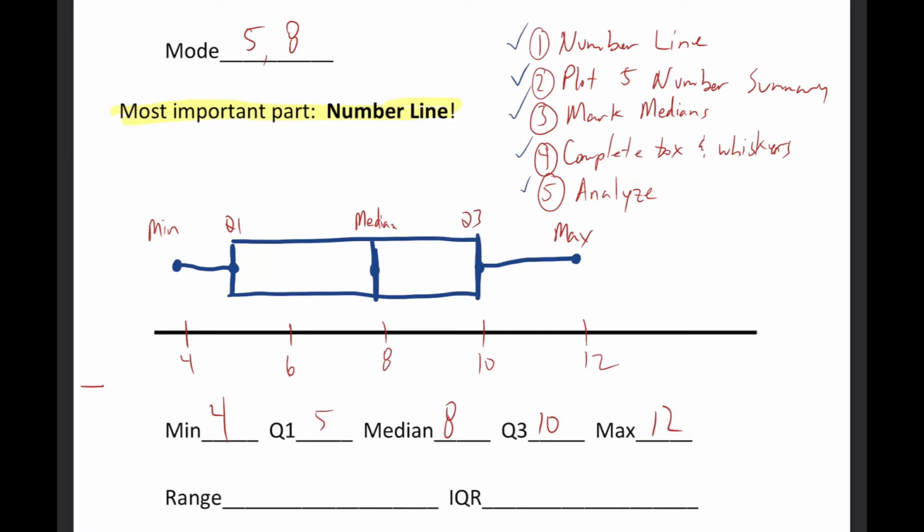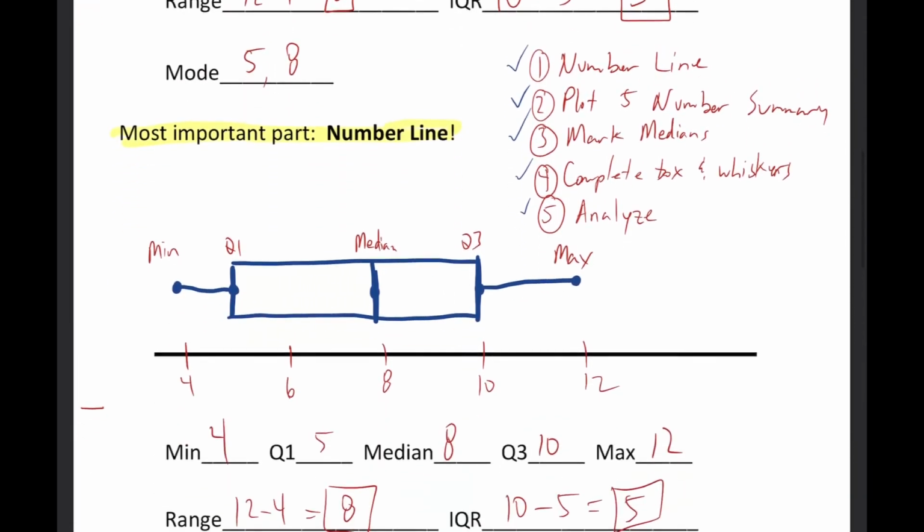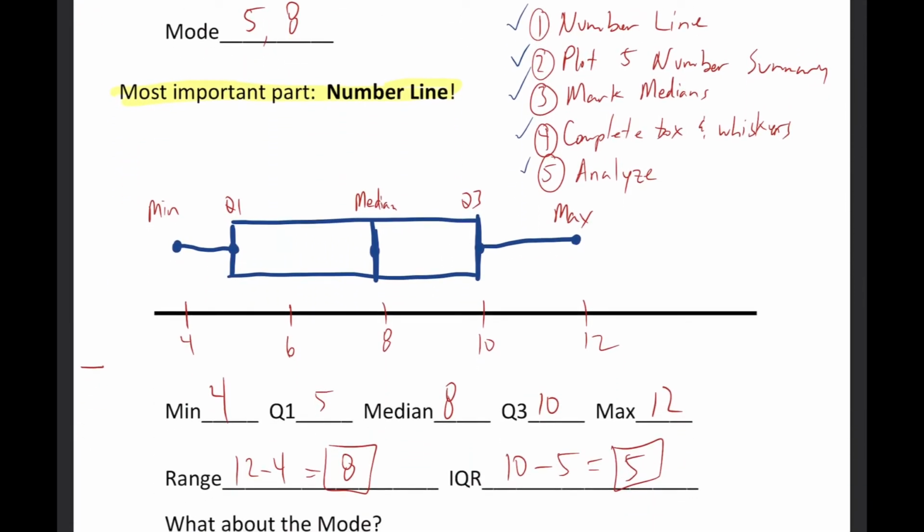Range, well, range is super easy. That's just 12 minus 4, which is 8. And my interquartile range, which is my Q3, 10, minus my Q1, which is 5. And I have an interquartile range of 5. And if I scroll up and look, yep, those are the same answers. So I was able to gain accurately all of my information.